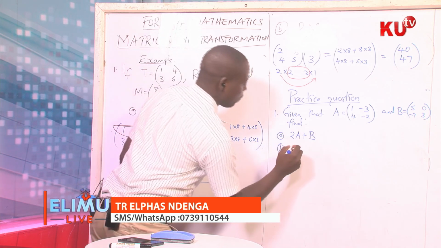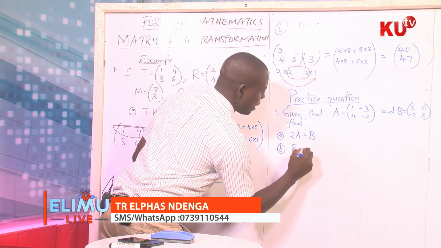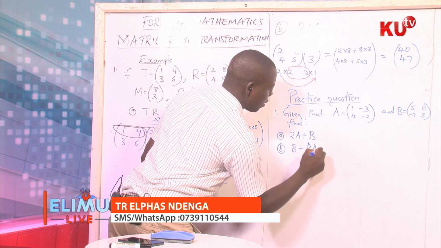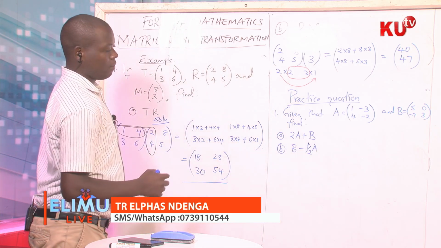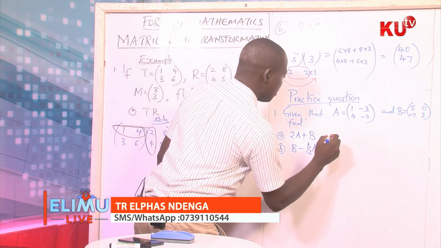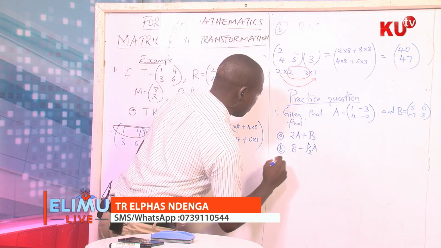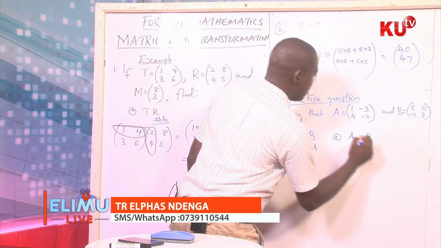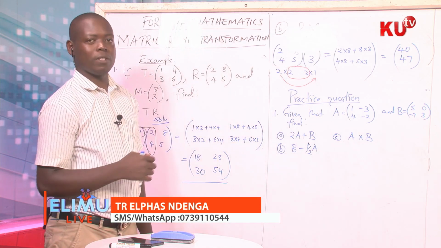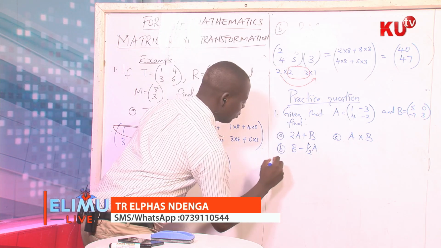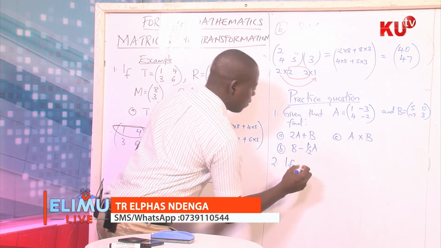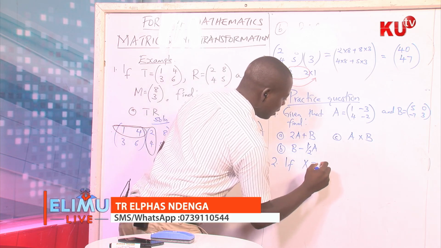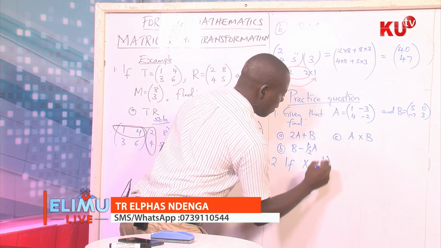Part B: the matrix B minus a half A. And then number C, you will work out A times B.